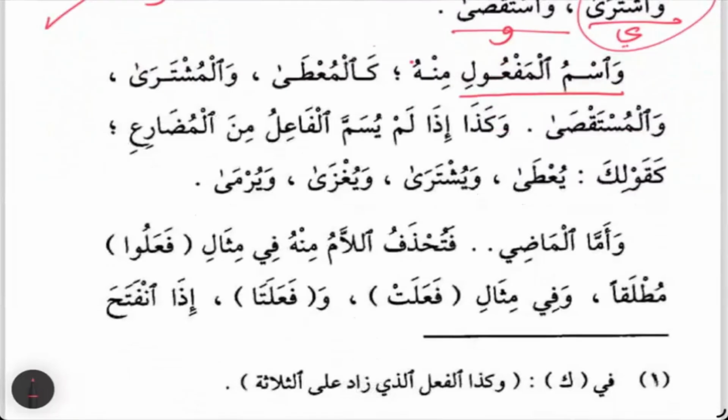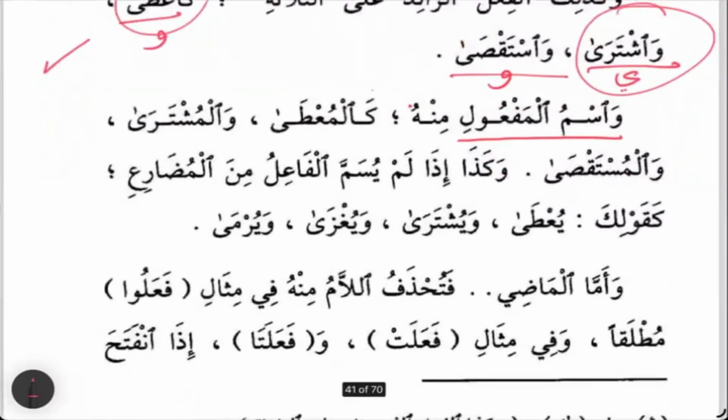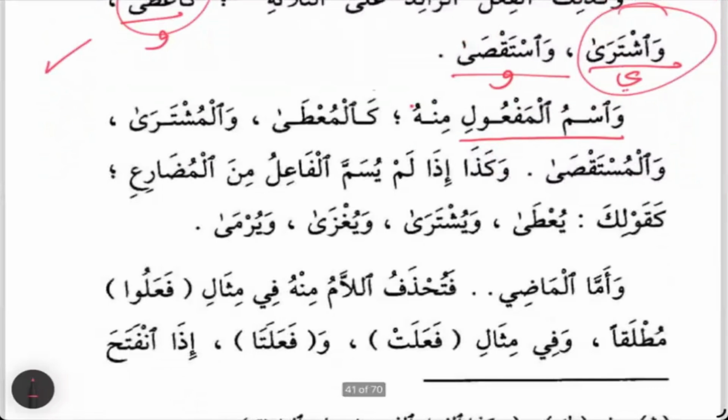Usually you're going to mention ismul fa'il before you mention ismul maf'ul, the name of the doer before the name of the receiver. He didn't mention the name of the doer here. He went right to the name of the receiver. Because the name of the doer, that last letter is not going to be an alif, so he didn't mention it here. But the name of the receiver, the last letter is going to be an alif, so he brought that one here.